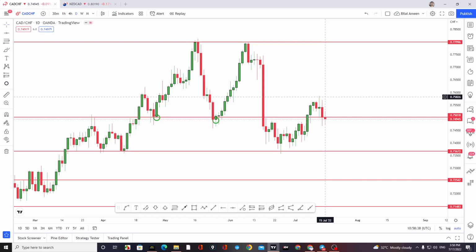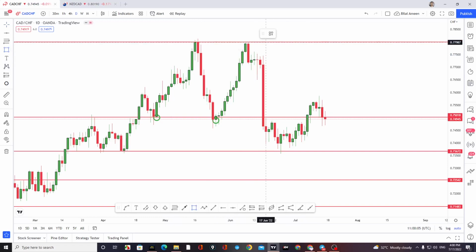Now let's learn how to draw demand and supply zones, how we can take trade through demand and supply zone, where we can place our take profit and stop loss. So let's start. First of all, we will draw our supply zone at this point. At this point, if we look at our resistance, it's not equal, because the previous high is a little bigger than the current high. So now we will draw our supply zone at this point.